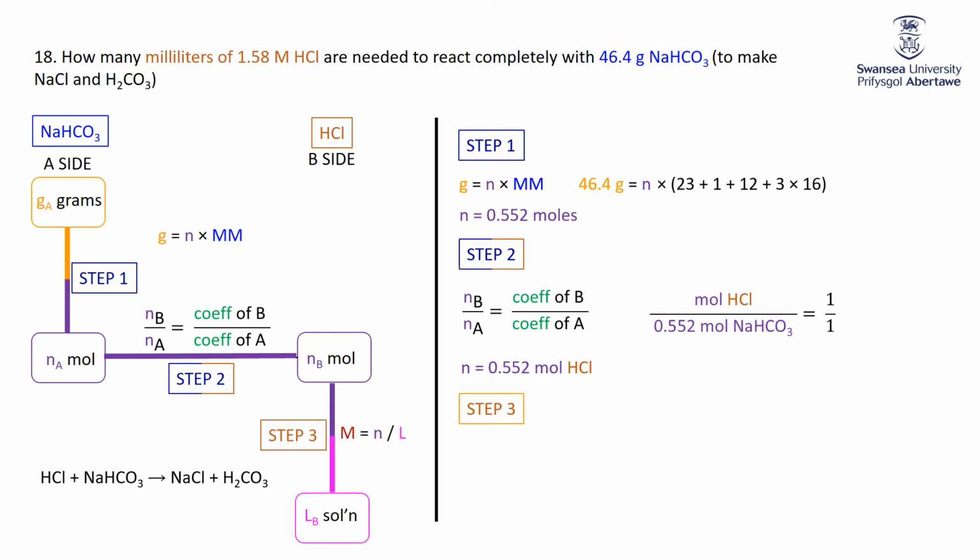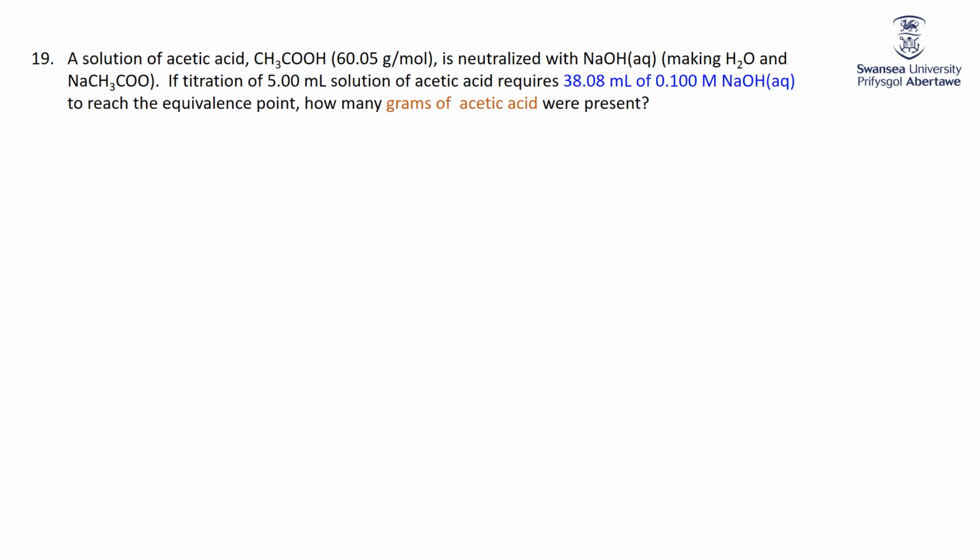And now finally, step 3, we're using the relationship for a solution, the molarity. 1.85 here is moles over liters, so pop everything in. 1.85 molar, 0.552 moles over liters. So therefore the liters is going to be 0.552 divided by 1.85. Make sure you do that rearrangement properly. Often people mess that up. Gives us 0.298 liters or 298 milliliters.